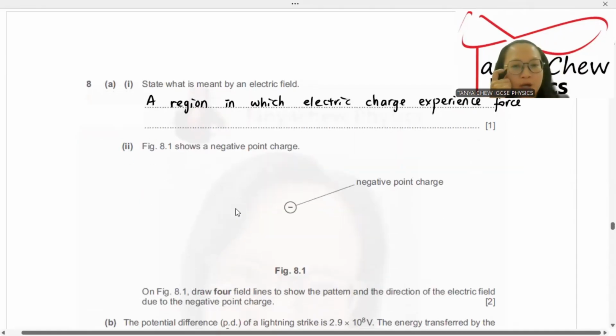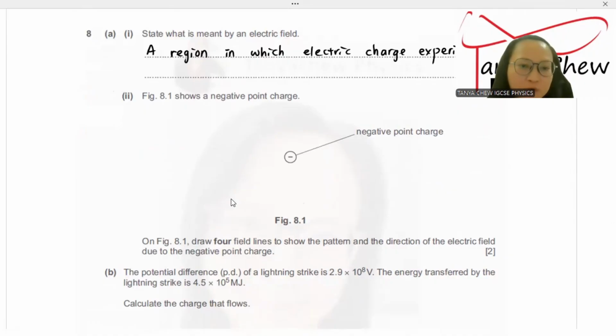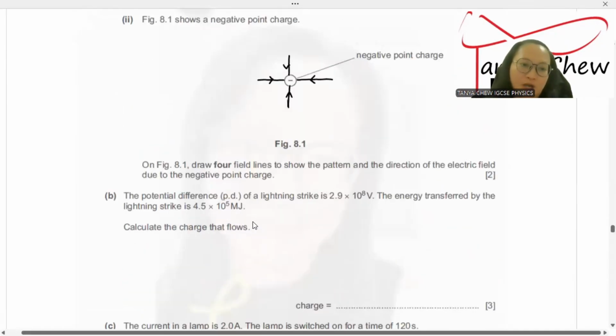Now, Fig 8.1 shows the negative point charge. On Fig 8.1, draw only 4 field lines to show the pattern and the direction of the electric field due to the negative point charge. So you draw out here, same length, same height, and then 1 mark will be given to the pattern and the second mark will be given to the arrows because electric field is a vector quantity. Arrows point into the negative charge because electric field flows into the negative charge.